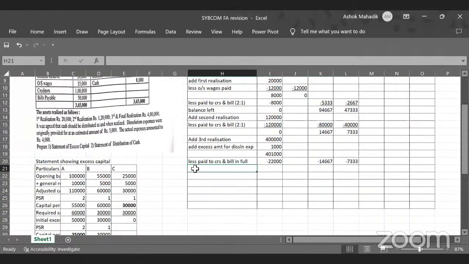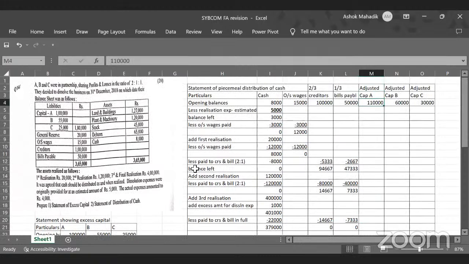Okay, so the balance left with me after paying creditors and bills payable is 4,01,000 plus 22,000 minus 22,000, and these two became 0 now. We have paid them in full. Now I'll just bring forward the capital amount. Their capitals are 110, 60 and 30. So I'll just copy this below.